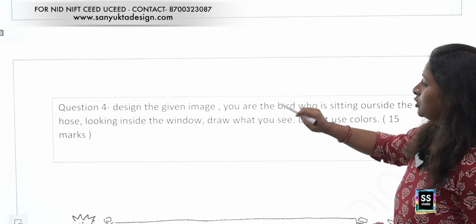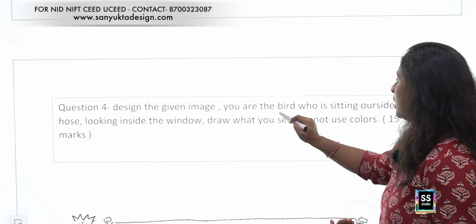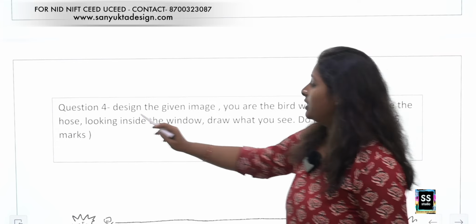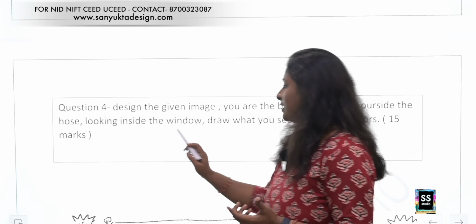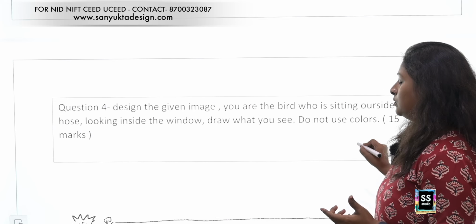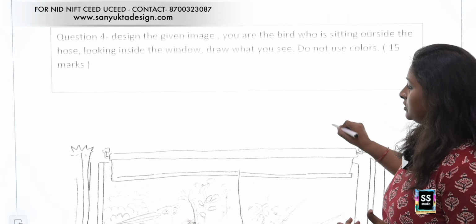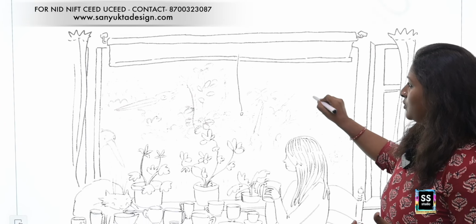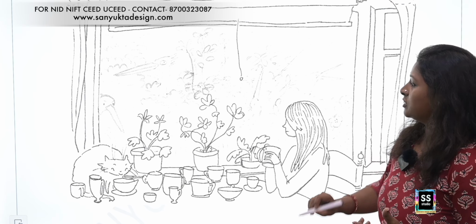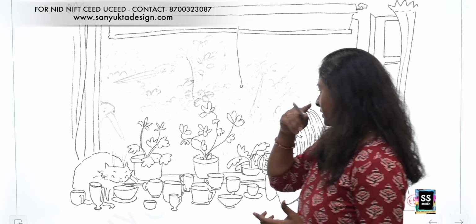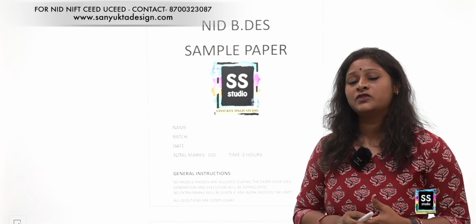Now lastly, the fourth question: design the given image. You are the bird who is sitting outside the house, looking inside the window. Draw what you see, do not use colors. Now this is the image given and you have to observe it. You can be this bird or this bird. Okay? Yes, that was it for today's session.